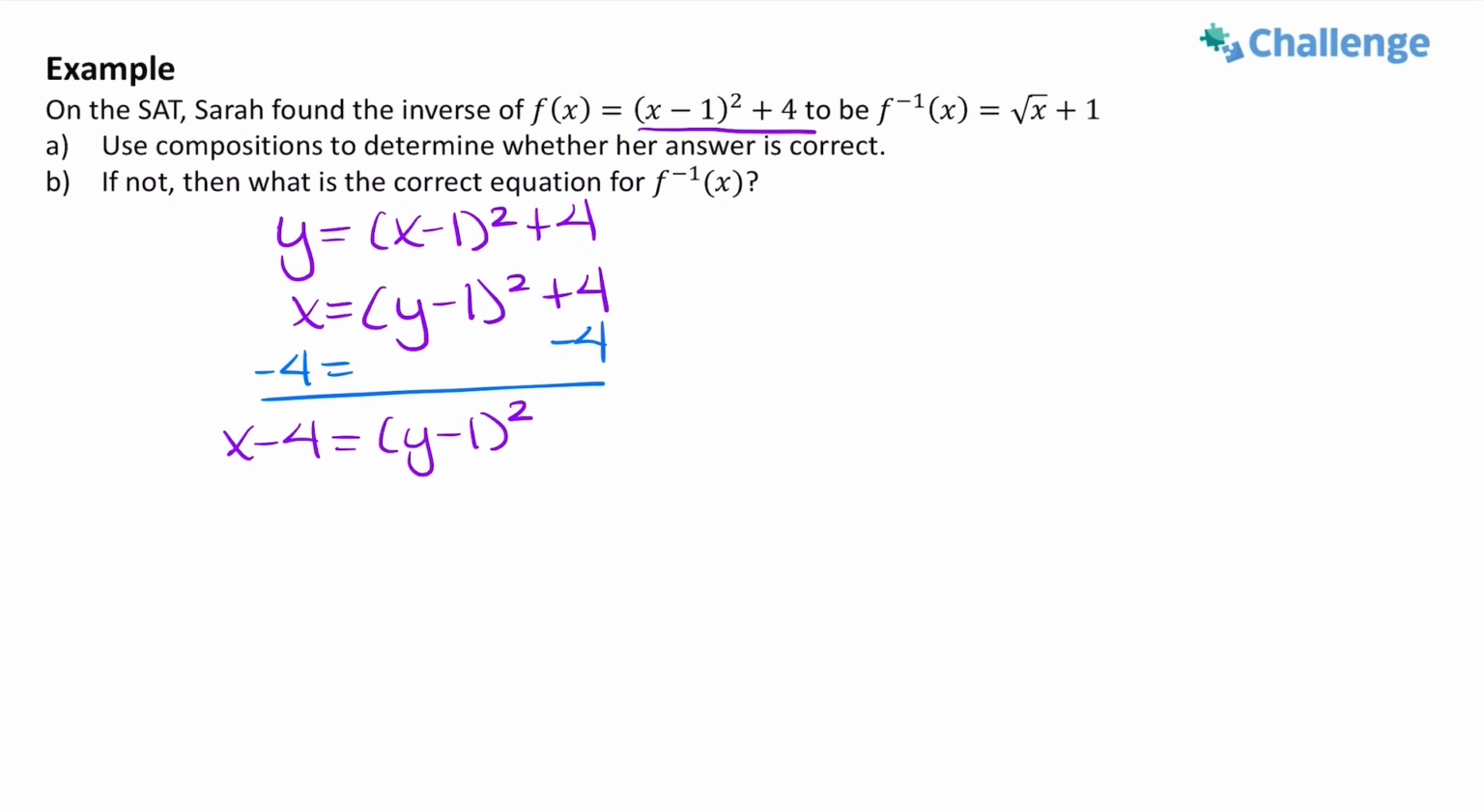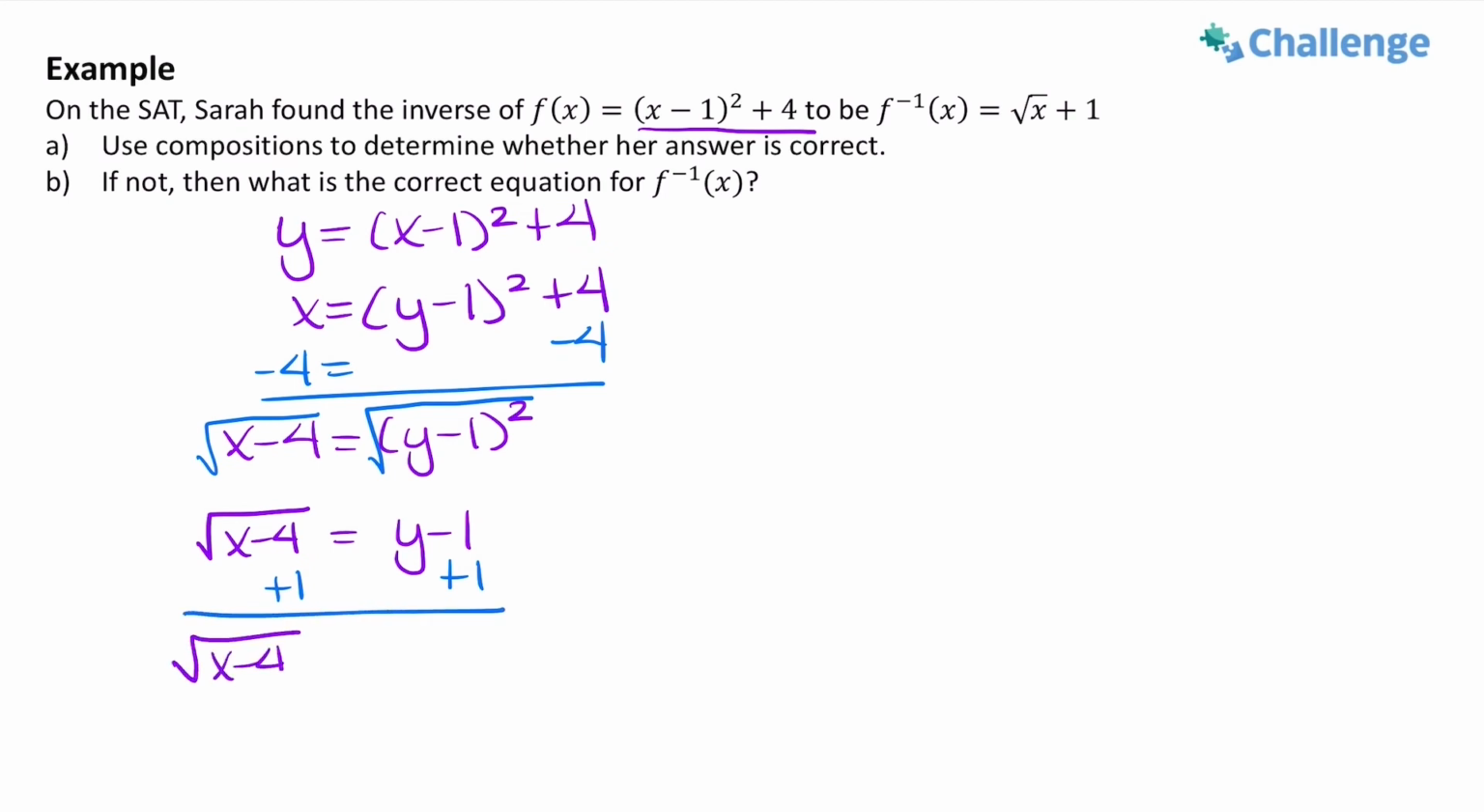Well, now to continue solving for y, I need to take the square root of both sides so I can get rid of that squared. And so that's going to give me the square root of x minus 4 equals y minus 1. Okay, so now to solve for y, I need to add 1 to both sides. And so that is going to give me the square root of x minus 4. Remember that plus 1 needs to go on the outside because we already took the square root. Okay, so it doesn't go inside the square root, it goes on the outside. And that is equal to y. Okay, so that's the inverse we found.